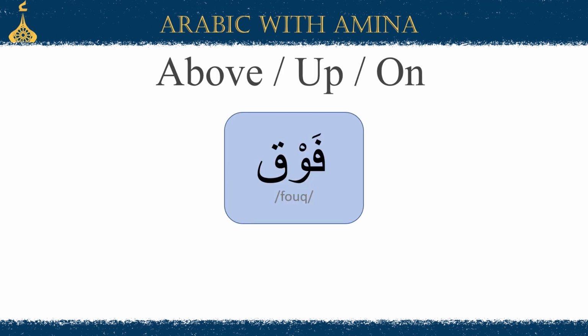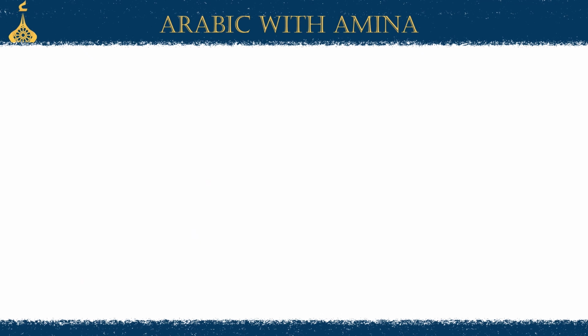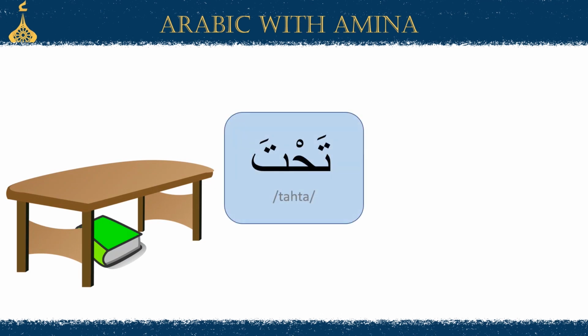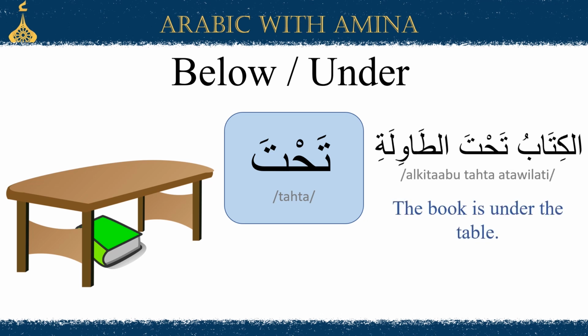فوق means above, up, or on. So for example, الكتاب فوق الطاولة. The book is on the table. Now you can notice that the word after فوق is الطاولة, which means the table. And notice how the last حركة on the last letter is a kasra. And that is because it is مضاف إليه. الكتاب فوق الطاولة. Now if we were to say that the book is under the table, تحت means below or under. So we would say الكتاب تحت الطاولة.